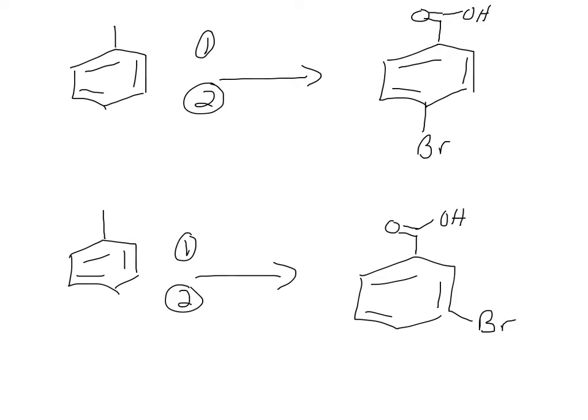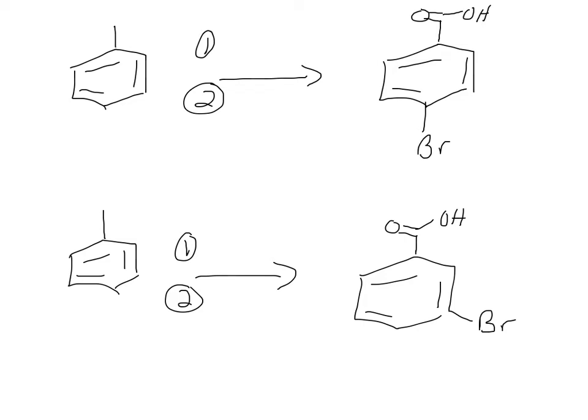So, first we got to analyze what's on the ring, right, of our products now. So we knew from our start materials, these are activators. The methyls are activators, so it's going to direct ortho or para. But now if we look at our products, we have different substituents. Both the carboxylic acid and the bromine are what? Are they activators or deactivators? They're both deactivators.